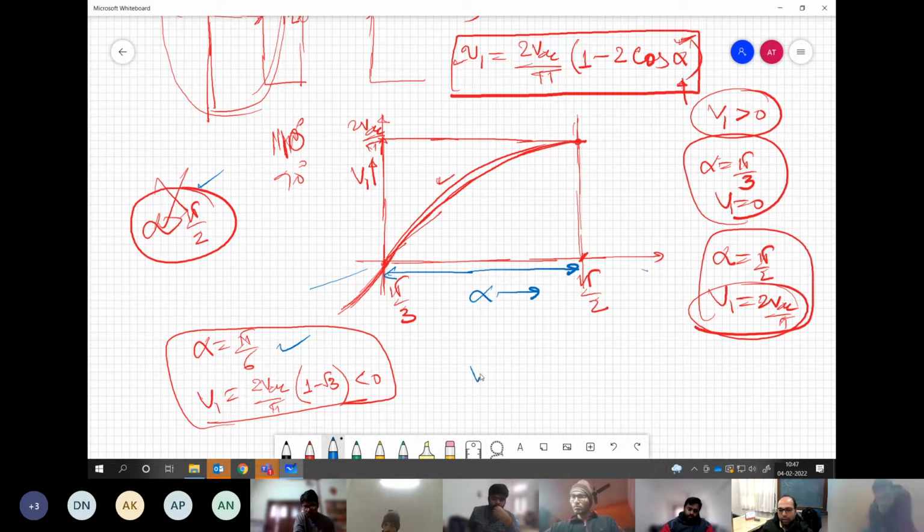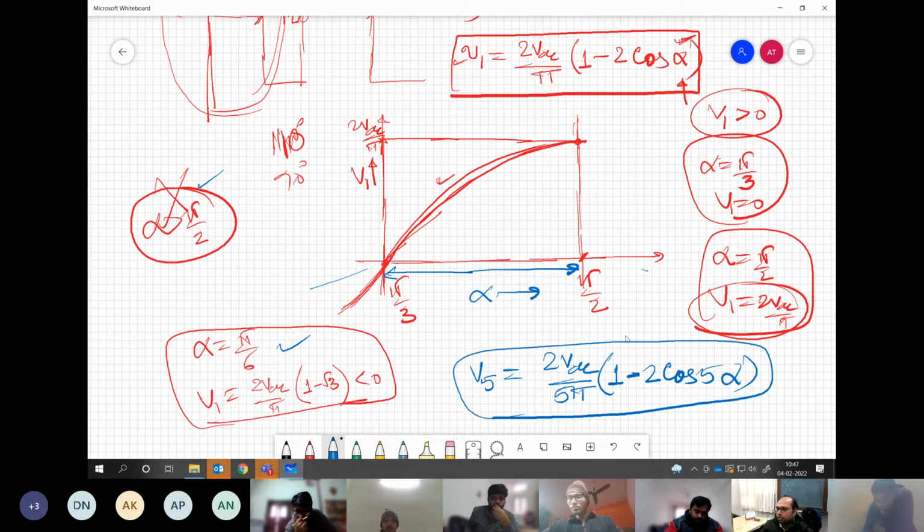So for example, if we talk about V5, it is 2 VDC by 5 pi times of 1 minus 2 cos 5 alpha. Fundamental is clear here, right? This is your V1, which is varying from 0 to 2 VDC by pi. The angle is changing from pi by 3 to pi by 2, and correspondingly the value is changing from 0 to 2 VDC by pi, from the minimum value to maximum value. This is what you are operating. Correct?